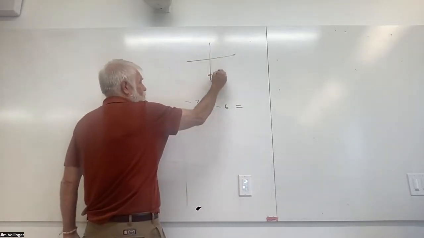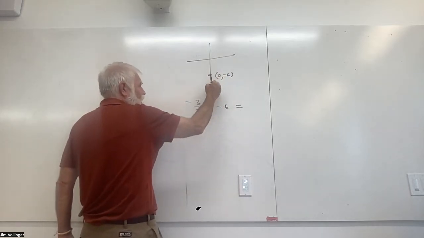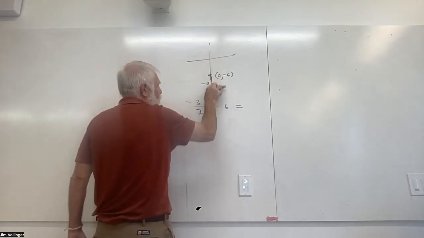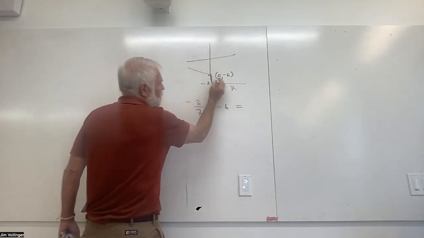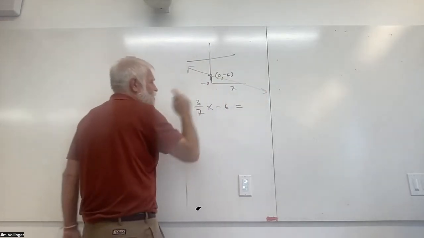0, -6. Going down 3 over 7. Let's call that down 3. It's a little more than 3 based on that size. All right, I'll cut it off. Over 7. So I've got this line that's decreasing at a -3:7 ratio.